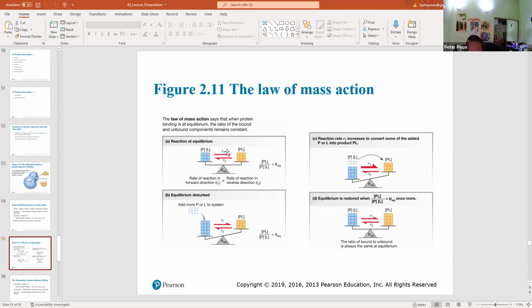When we add more of P, then we can drive that reaction forward until it becomes constant again. So if we add more on this side, this forward reaction will happen faster and the backward reaction will happen slower. Let me put it in terms of colors. When we add more blue stuff, the forward reaction will convert it to more orange stuff until they're equal again. And then everything is restored. That's the law of mass action.